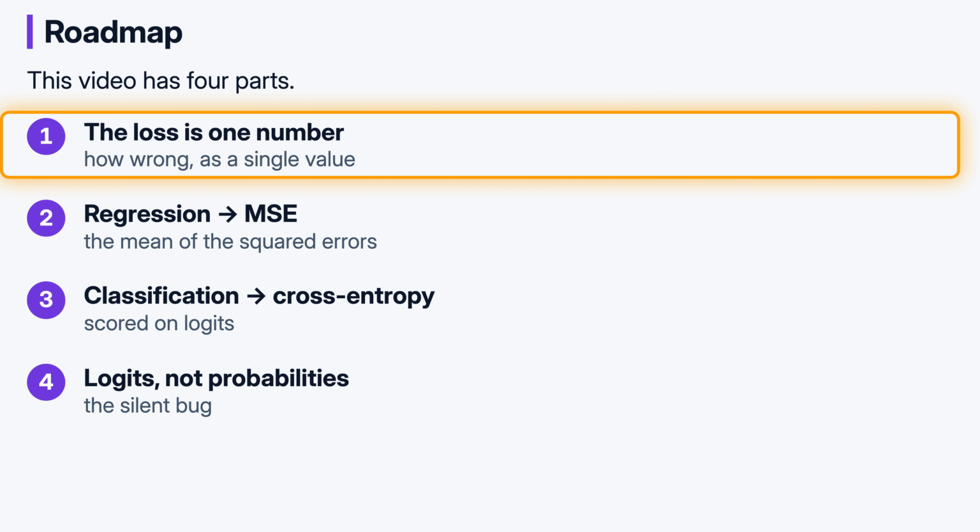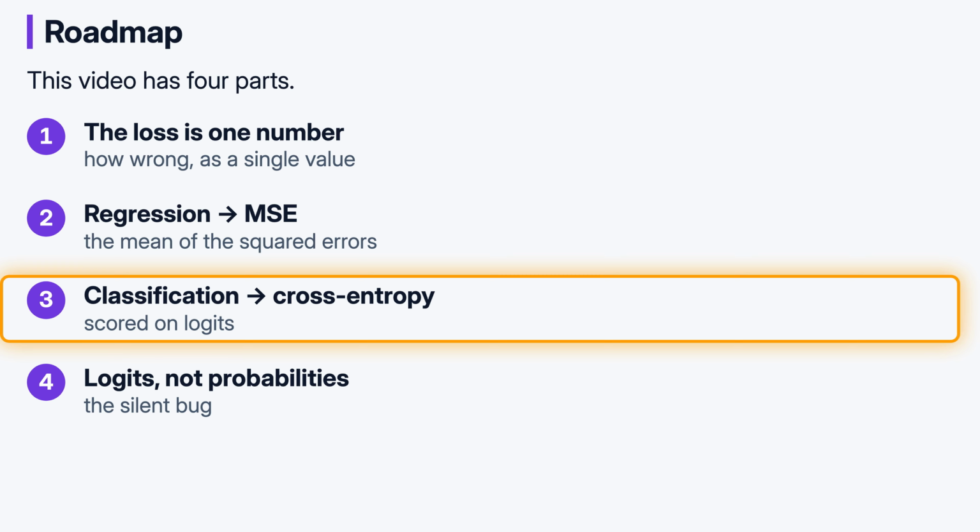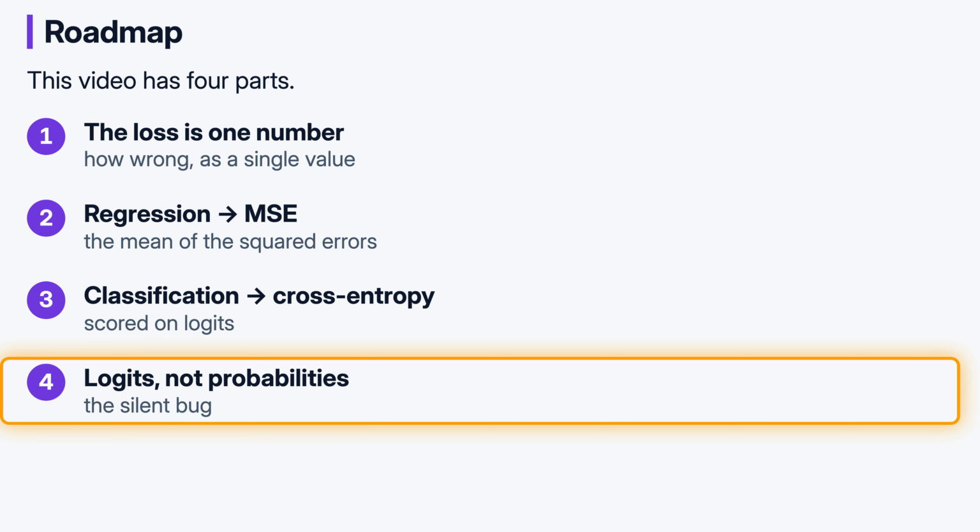This video has 4 parts. First, the big idea. The loss is one number, how wrong the model is as a single value. Second, regression, when the model predicts a number. There we use mean squared error, the mean of the squared errors. Third, classification, when the model picks a class. There we use cross-entropy, and it's scored on the raw scores, the logits. And fourth, the rule that saves you a silent bug. Pass logits, not probabilities. Get it wrong and the bug is silent.